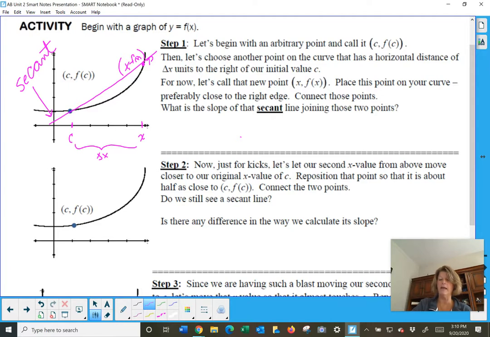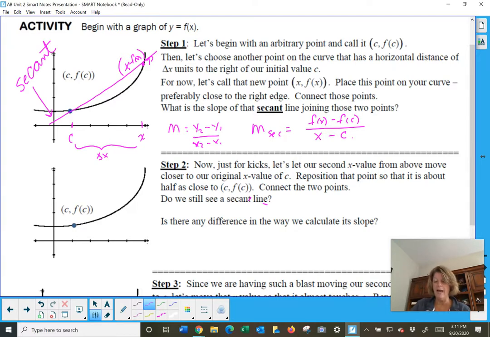And what is the slope of the secant line joining those 2? Well, to find the slope of this secant line, I would go into the slope equation, y2 minus y1 over x2 minus x1 to define my slope. And that slope then would be, the slope of the secant line would equal, I'm going to start with the highest y value, f of x, and then subtract the lower f of c value, divided by x sub 2 minus x sub 1, in this case, x minus c. And that would be the slope of the secant line.